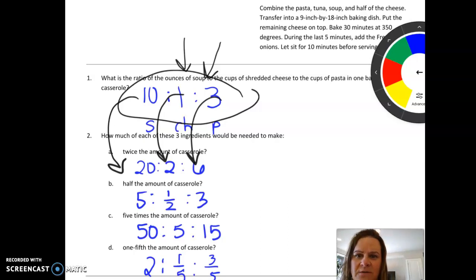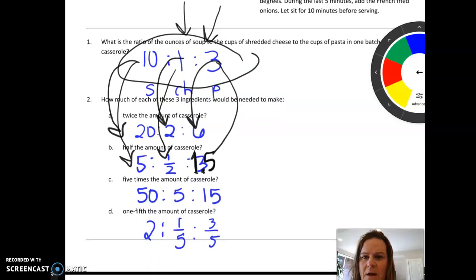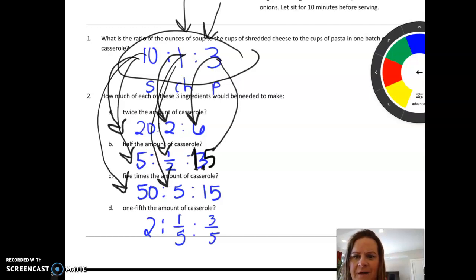So 10 divided by 2 is 5. Of course, half of 1 is a half, and half of 3 is, this should be 1 1/2. Glad I'm checking this with you guys. All right. If we're going to make a casserole that has 5 times the amount, so obviously for like a big party or something, then we're going to multiply each of these numbers by 5. So 10 times 5 is 50, 1 times 5 is 5, and 3 times 5 is 15.